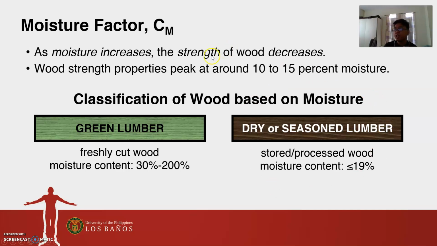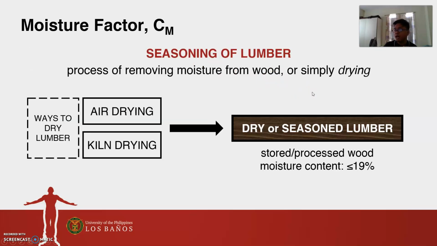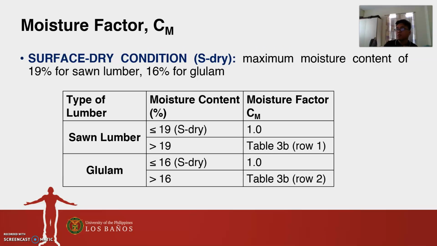And the wood strength properties peak at around 10 to 15% moisture. As I've said, we can dry our member, and the ways are air drying and then kiln drying to achieve a moisture content of less than or equal to 19%. And if that is the case, then our moisture factor for sawn lumber will be 1.0.